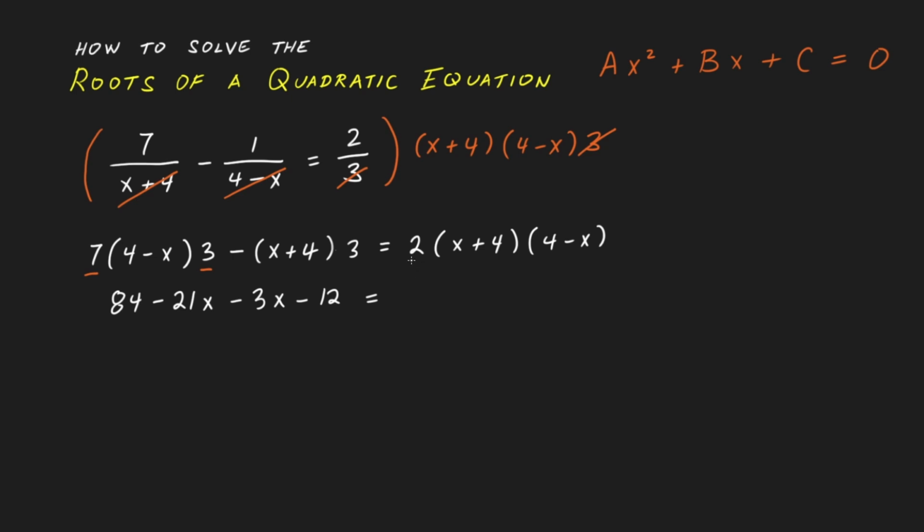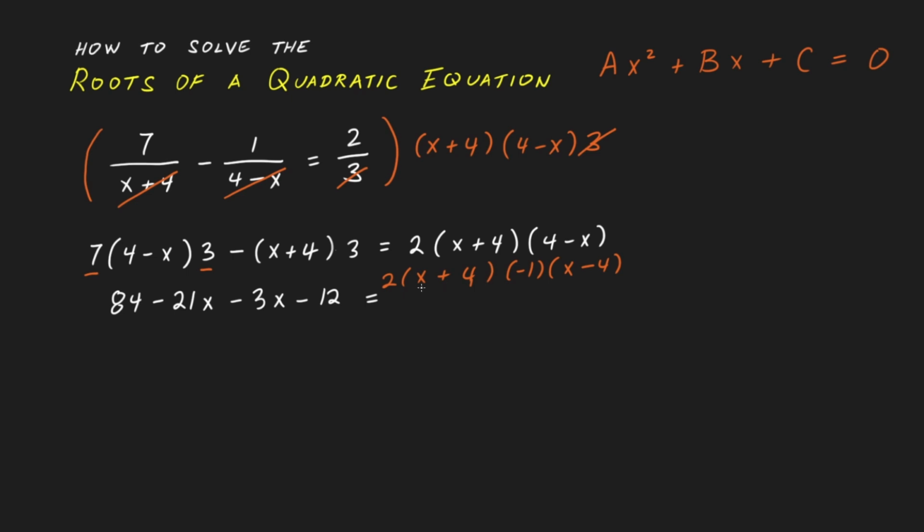For this one, as you can see, we have 3 factors. We can use the FOIL method, this method. Well, we can use that, but there's something we can do here to make our lives easier again. Do you see it? As you can see, this 4 minus x right here, we can factor out a negative 1 from it, so that it becomes x minus 4. There we go. And then here, I'm just going to copy the 2 multiplied by x plus 4.